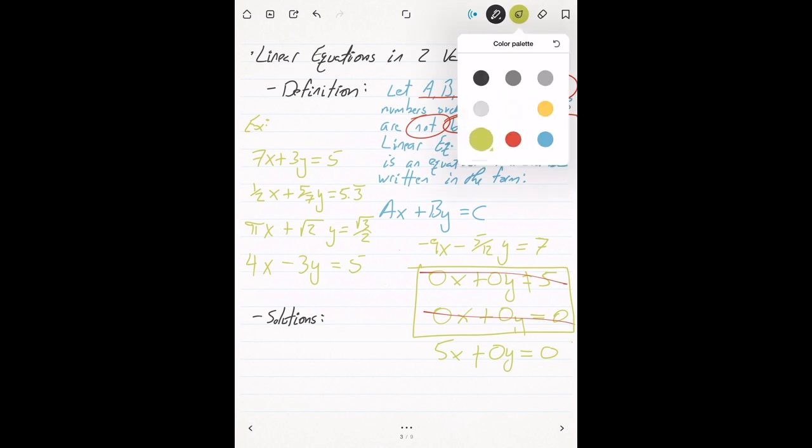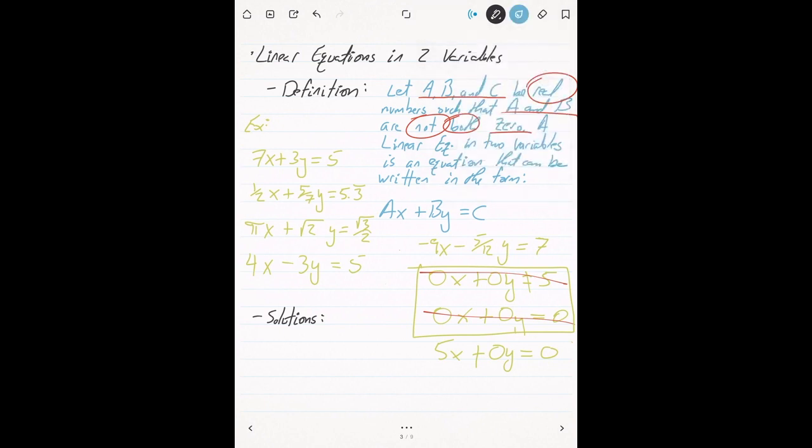Now, we've talked about this idea of having a connection between x and y, meaning we have some type of relationship between these two variables, these two quantities. If we're talking about equations, we most likely want to talk about their solutions as well. Solutions to a linear equation in two variables are ordered pairs.